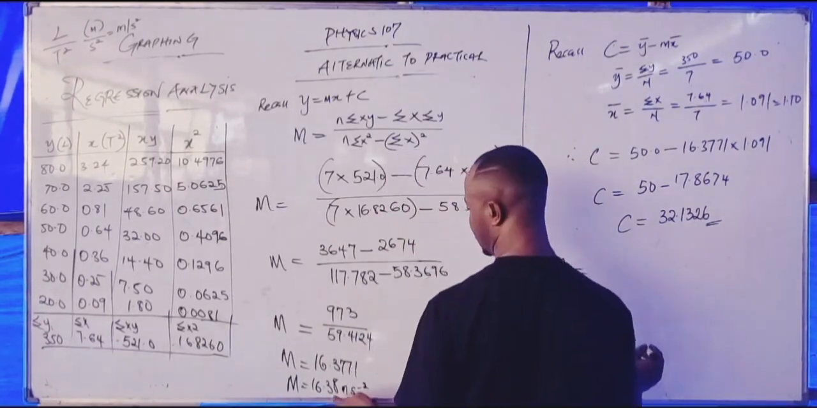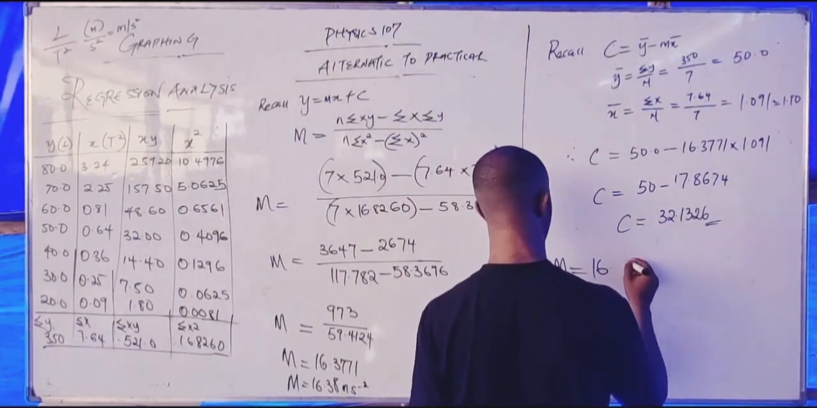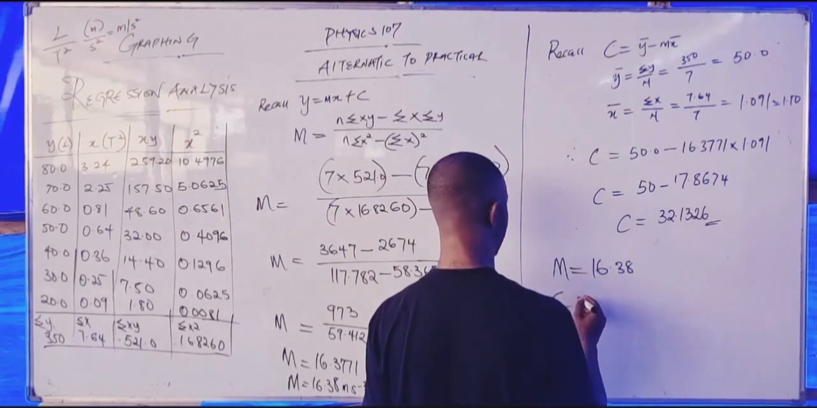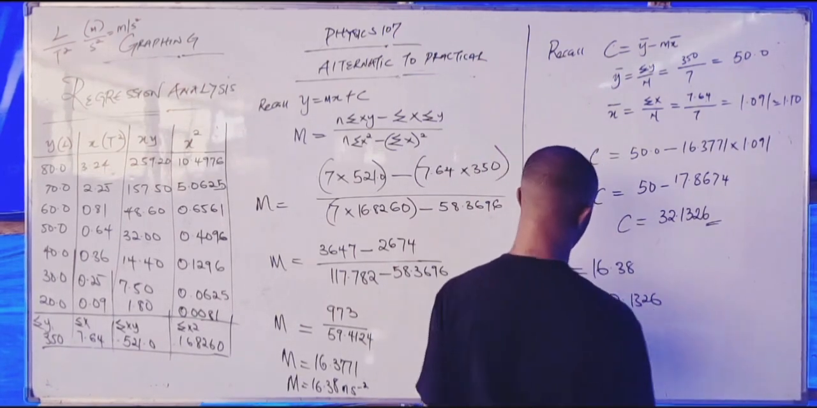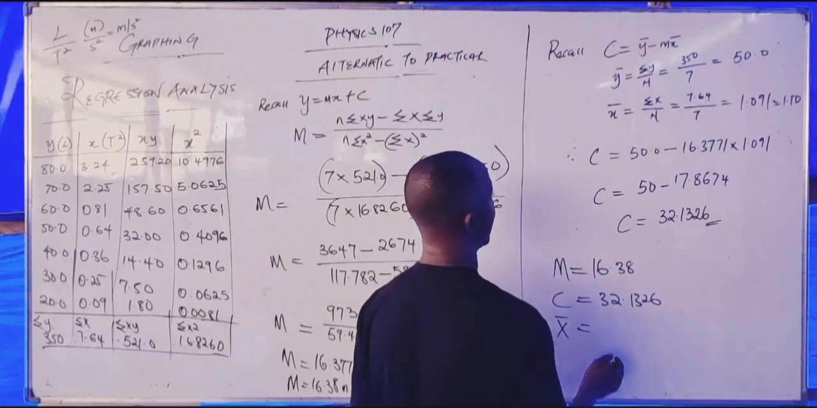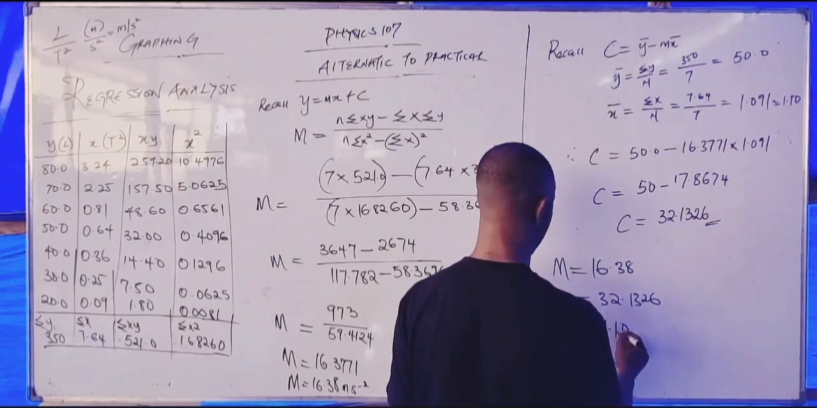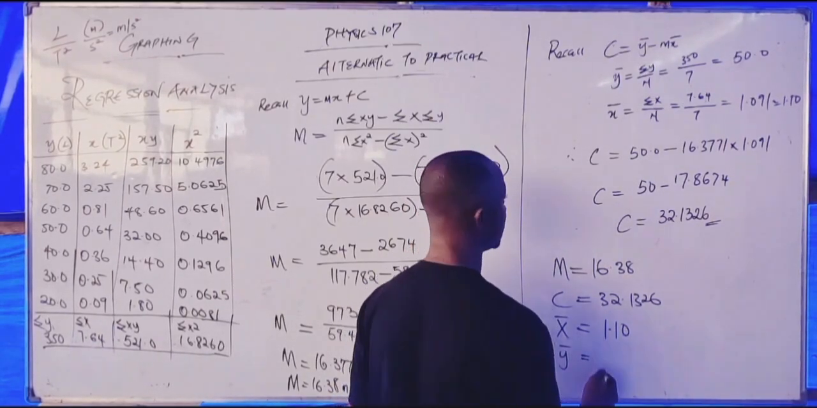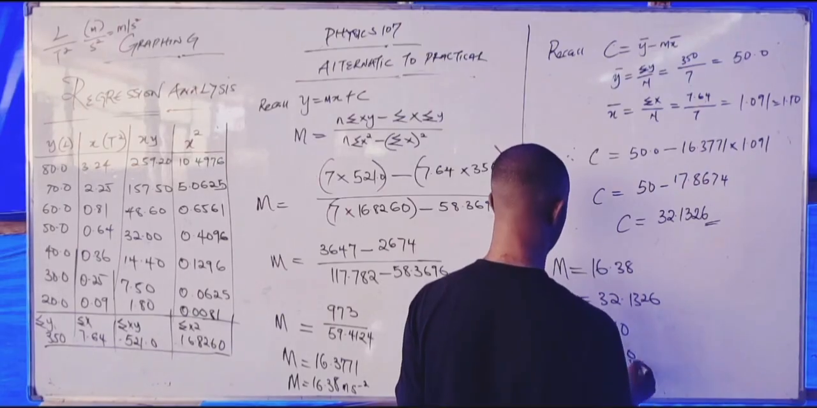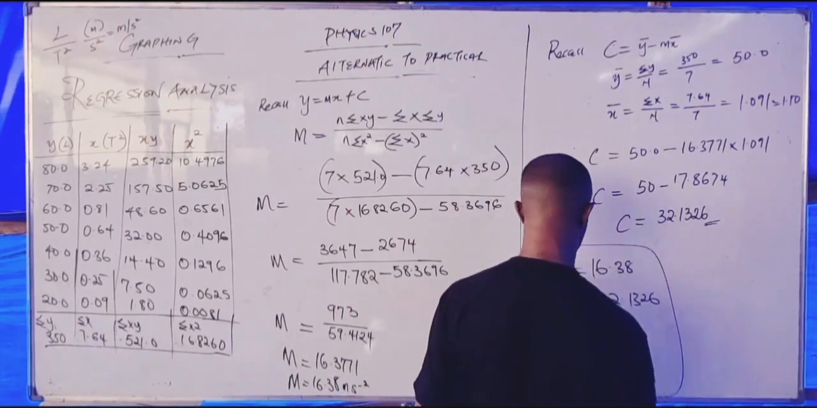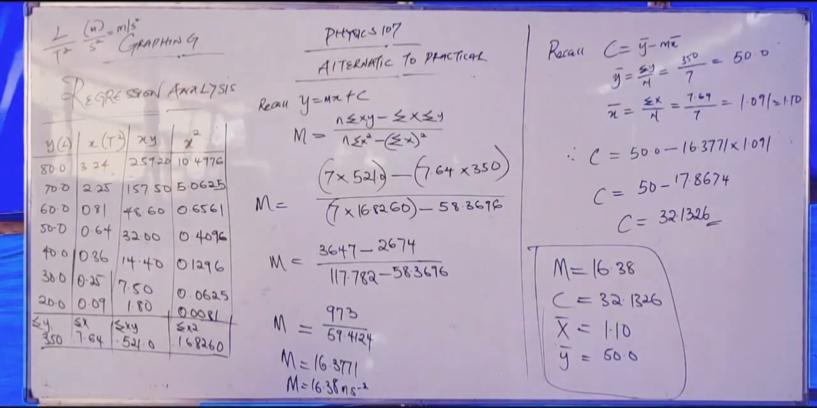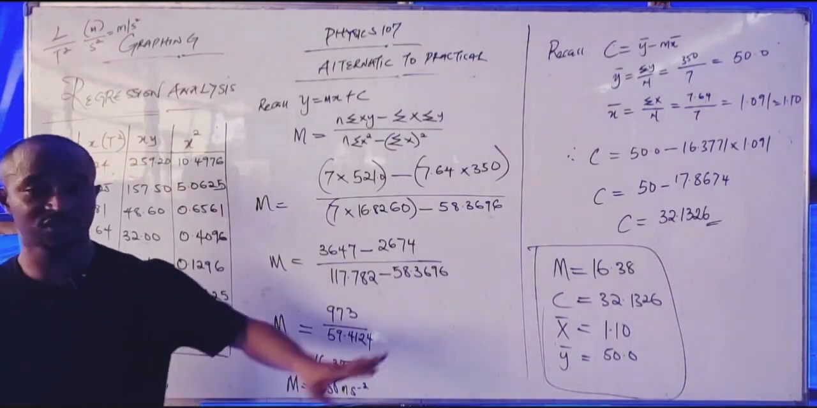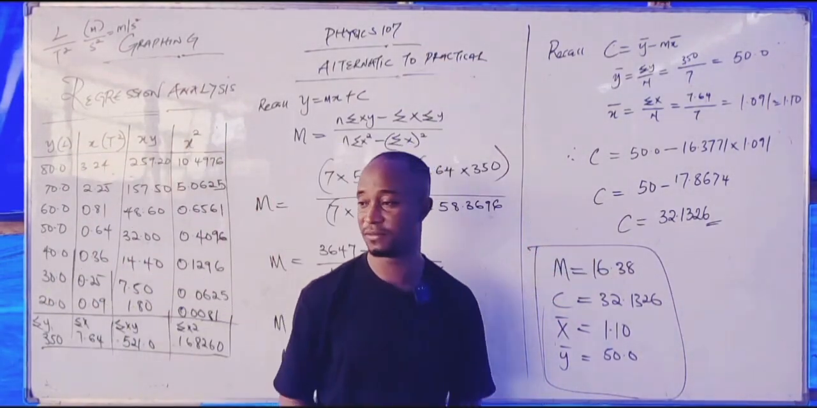Now the values I need here: I need my slope. What's our slope? 16.38. What's our intercept? 32.1326. What's our S bar? 1.10. What's our Y bar? 50.0. These are the values I need for my graph. Now let's plot the graph. Are you ready to plot the graph? Any question here? Let's plot our graph.